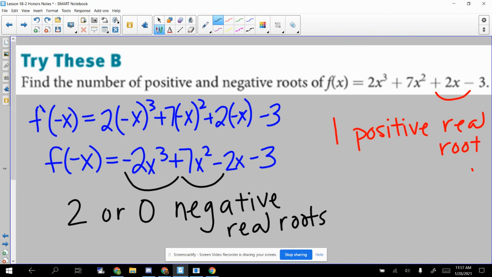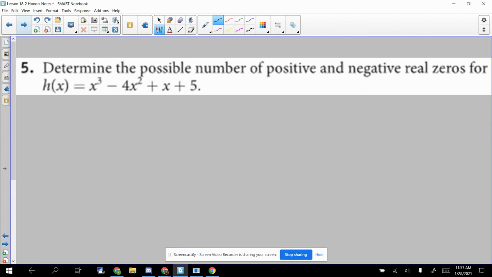All right, so I'm going to have you guys go ahead and try the next one on your own, okay? And if you have any questions, be sure to bring them to class tomorrow because we are going to go over this. So we're just going to be going over the rational root theorem and Descartes' rule of signs, okay? So get some practice here, and then we'll do some more practice in class tomorrow.